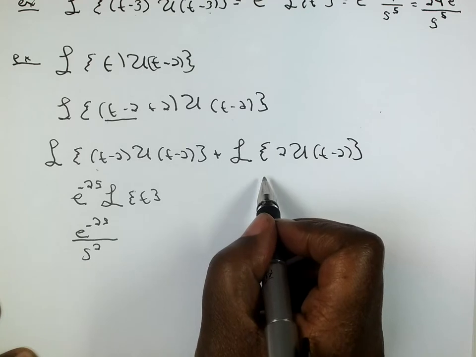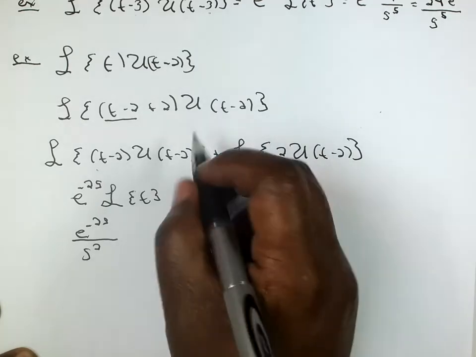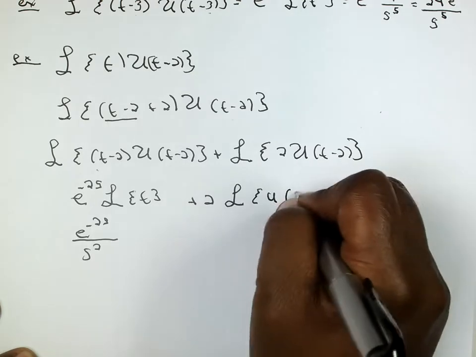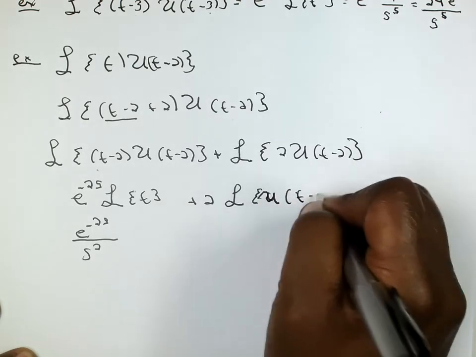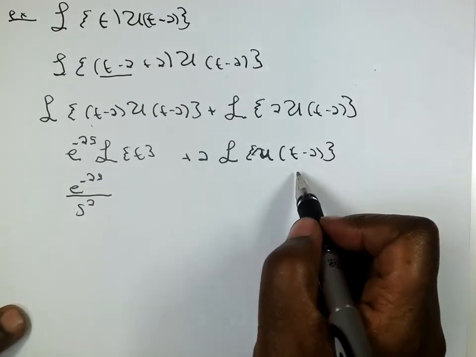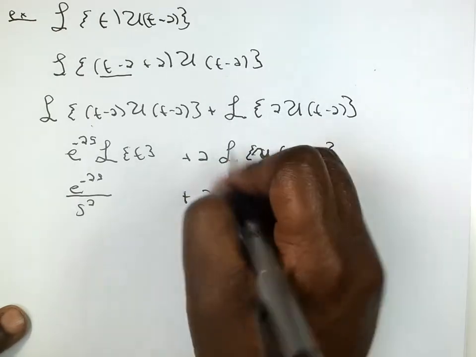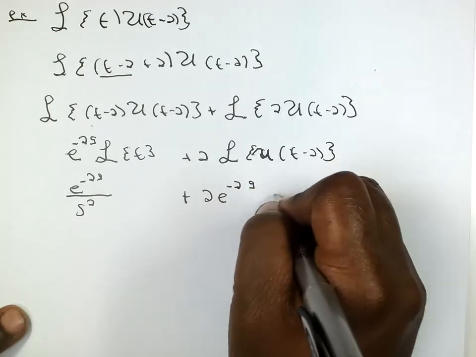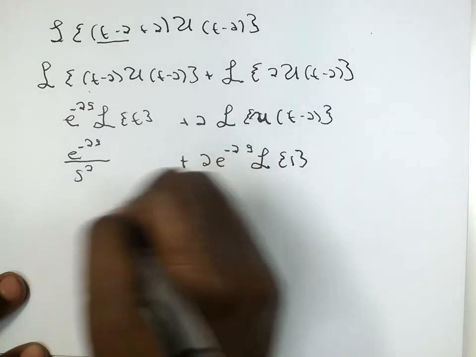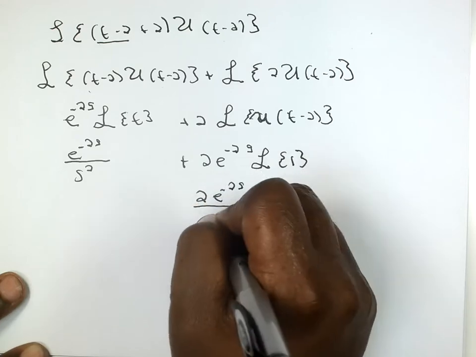Now the second part, I just have 2 that I can really just pull out front. So I have a in this case is equal to 2. Pull that 2 out front, so we have 2e, and then it's negative, so negative 2s, and then just the Laplace transform of 1, which is 1 over s. So this second part gives me 2e to the negative 2s over s.